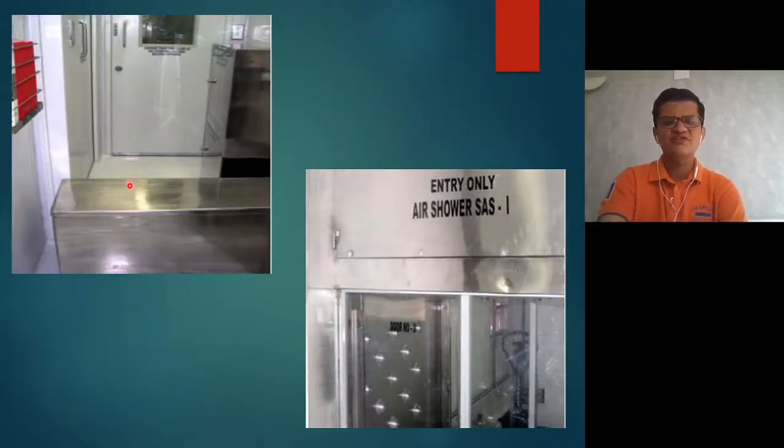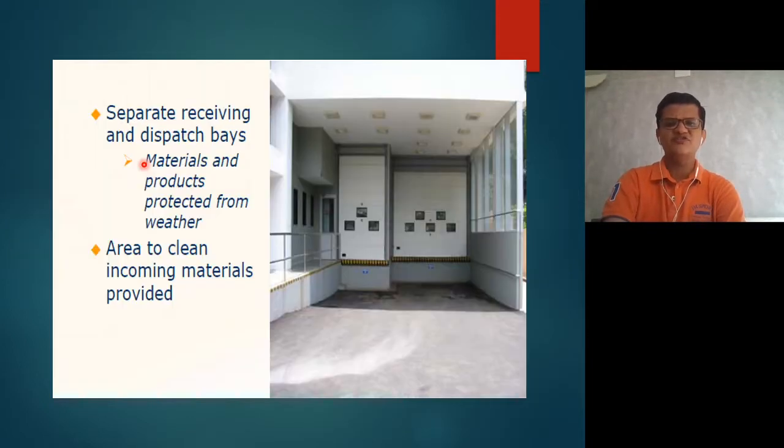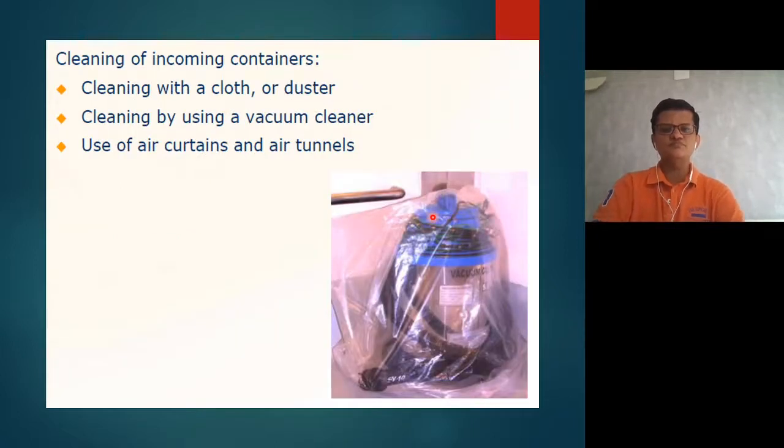Now, in general you can see this kind of gowning area in pharmaceutical industries. There should be a separate receiving and dispatch bay for materials and products, protected from weather. Areas to clean incoming materials should be provided. You can keep the incoming materials over here, and there are different areas for incoming materials and dispatch materials. Incoming containers are cleaned with either a cloth or a duster, or with the help of a vacuum cleaner, and with the use of air curtains or air tunnels.